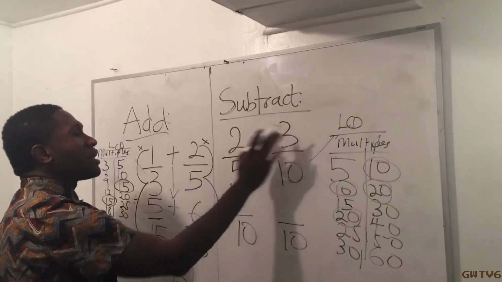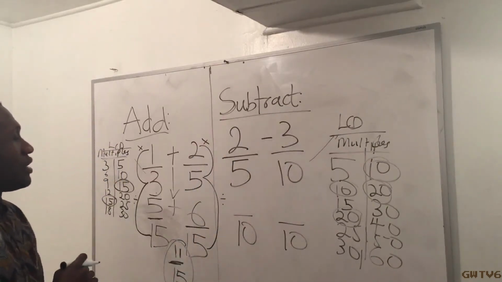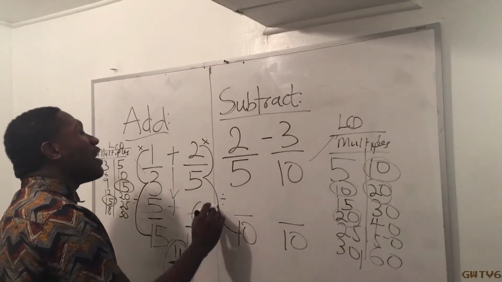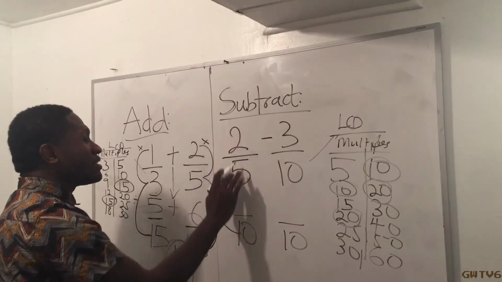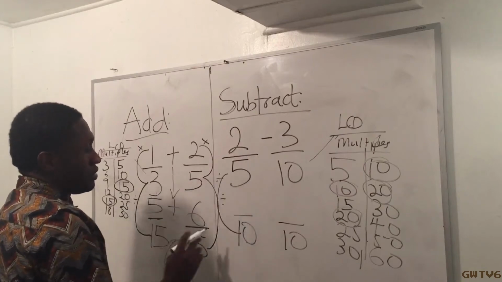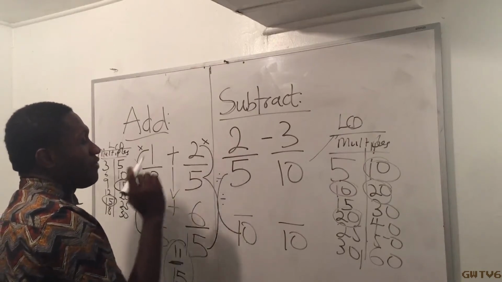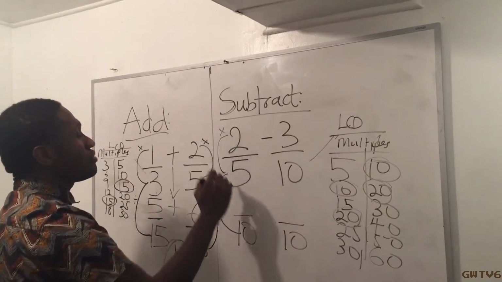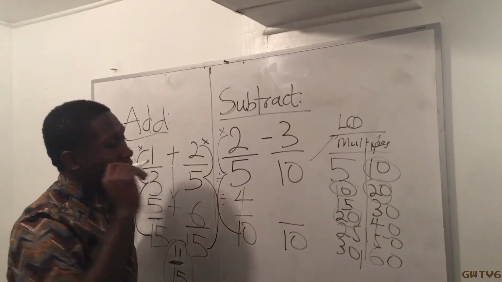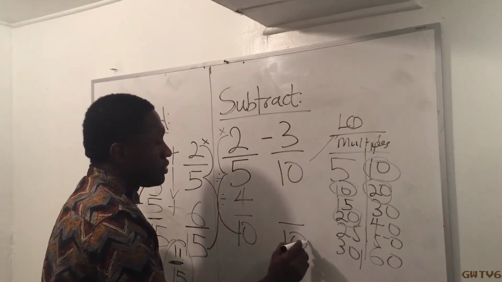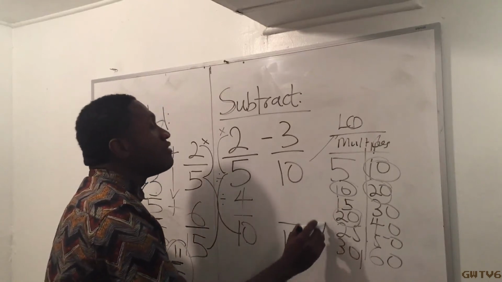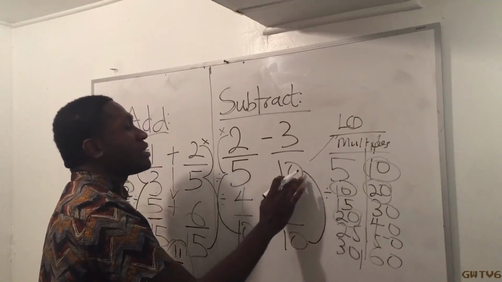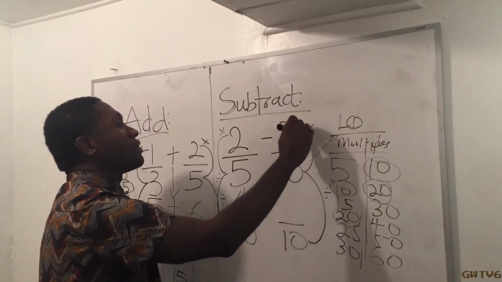The top numbers are now going to change too. And the rule is I take the LCD and I divide it by the first fraction's denominator. So 10 divided by 5 is 2, and then times the top number. So 2 times 2 is 4. And then on this side, same rule. This LCD divided by this denominator. So 10 divided by 10 is 1 times 3 is 3.